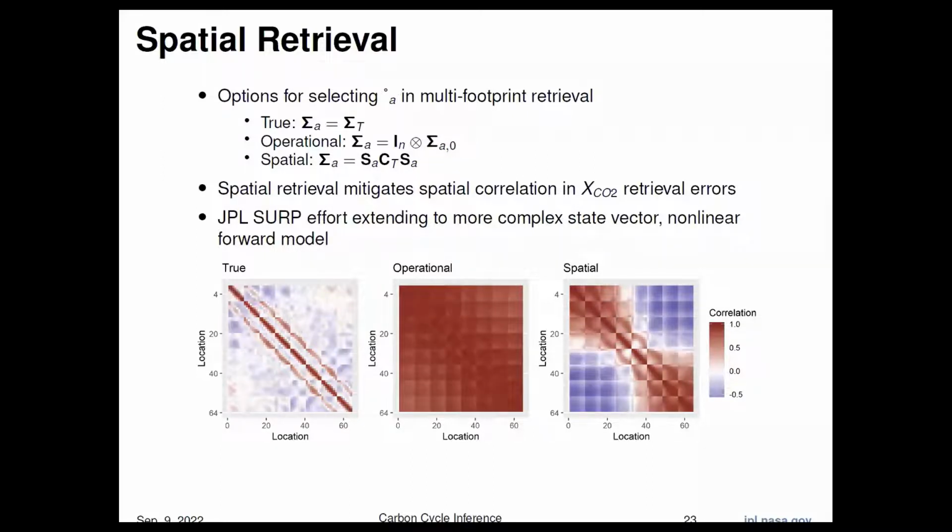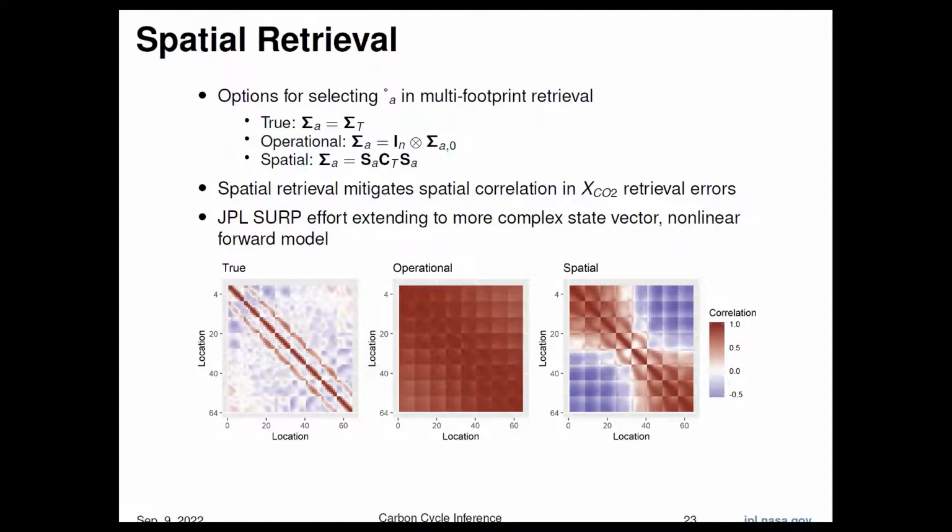And then the third option is a bit of a hybrid, in the sense that we impose the spatial correlation structure through that CT, but essentially we inflate the variances using these matrices. This matrix SA is just a diagonal matrix of standard deviations again. And we use what's used operationally, and that variance is perhaps a bit unrealistically large, but it does have some impacts on how the retrievals perform.